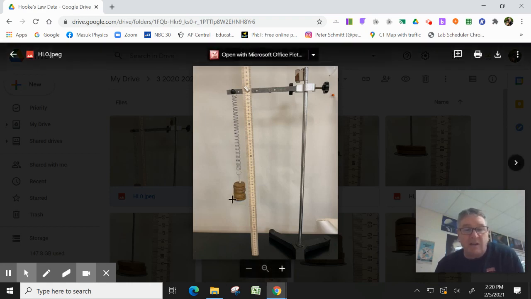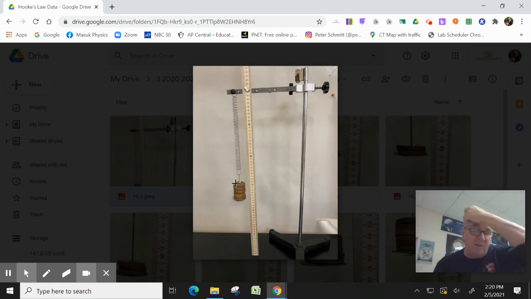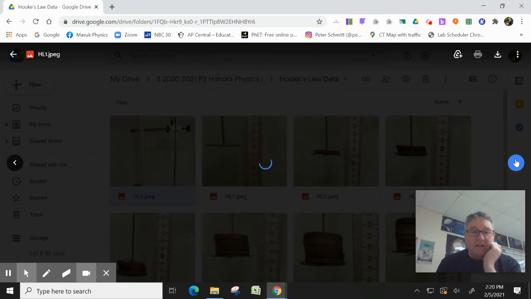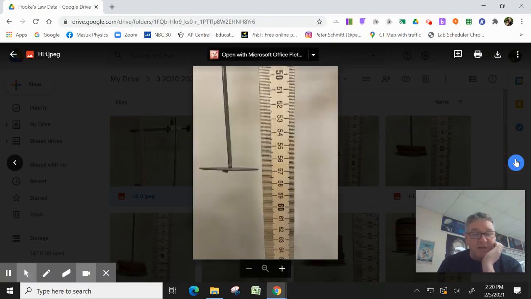So if I took these masses off, these things would be flying. That spring potential energy would turn into kinetic energy. So that's what Hooke's law is really looking at. So I'm going to show you a series of pictures of different trials I did. And I'm going to zoom in so you can actually see the trials.